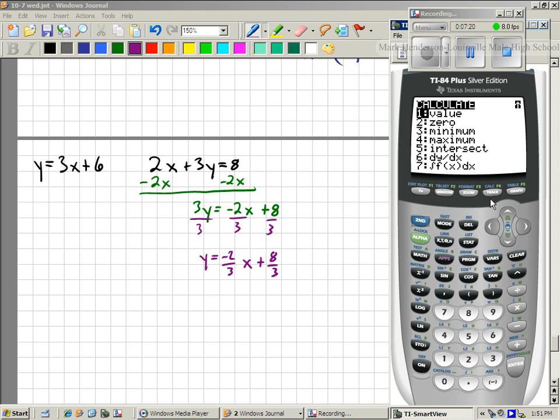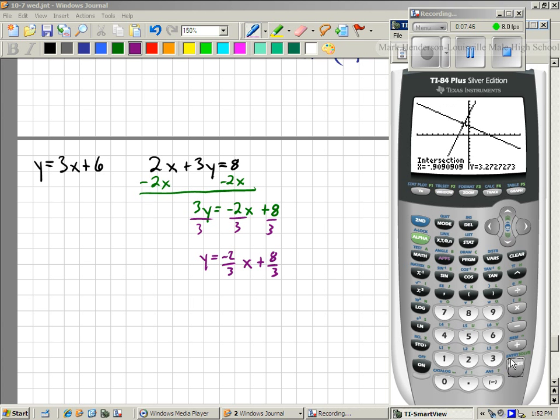So you hit second, and then it's the button next to trace, or button next to graph, which is trace. Brings this menu up. Number 5 is intersection. You can just hit 5 there. It asks you for the first line, you hit enter. Asks you for the second line, you hit enter. Asks you to guess, you hit enter one more time. And it tells you this crazy intersection that you would have never, ever estimated yourself.